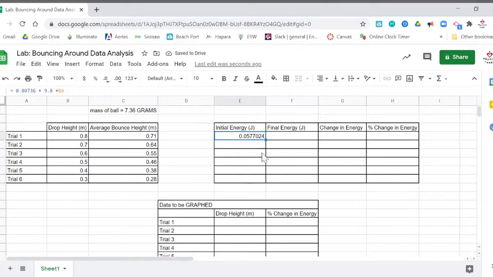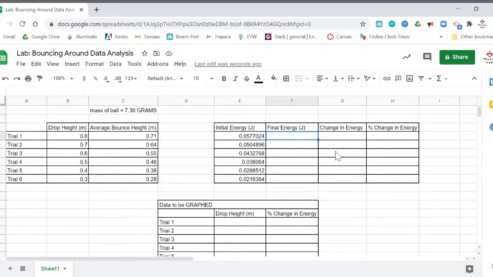So remember, to repeat the calculation, you're just going to select that cell that you just typed in your calculation, and you're going to drag this little blue box down, and it is going to repeat that function for the sequential values here, okay? We're going to do the same thing for our final energy. So I'm going to walk through that again.